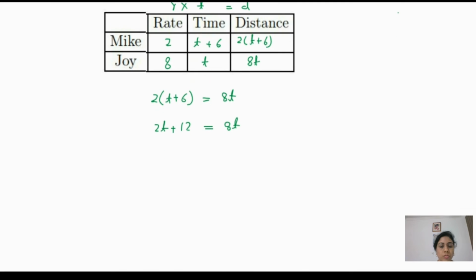Now, can we subtract 2t from both sides? So 12 equals 8t minus 2t, 6t, and divide both sides by 6. So 12 divided by 6 we get 2, or t equals 2, and 2 in hours. So 2 hours.